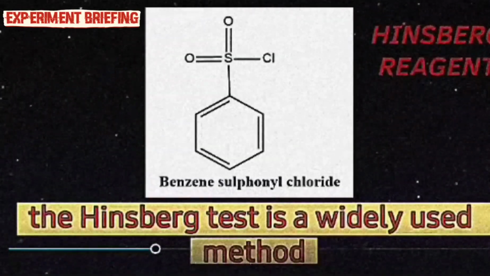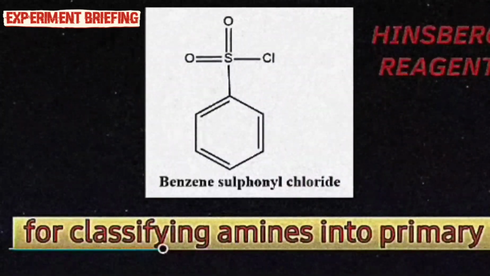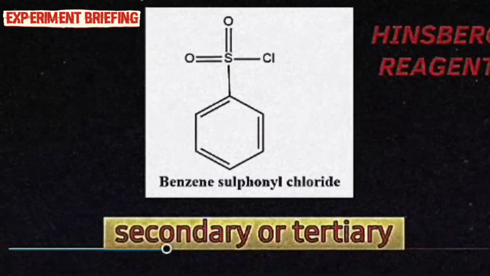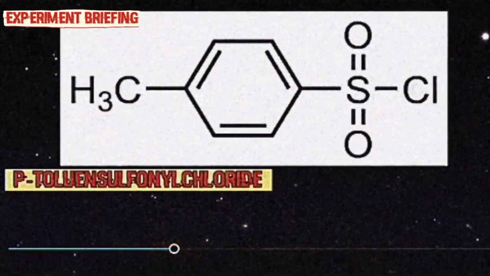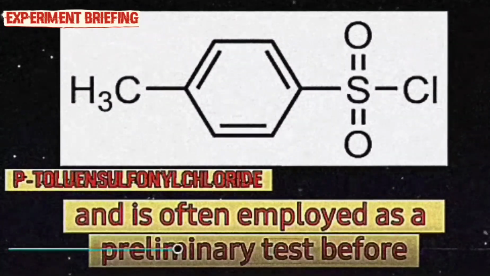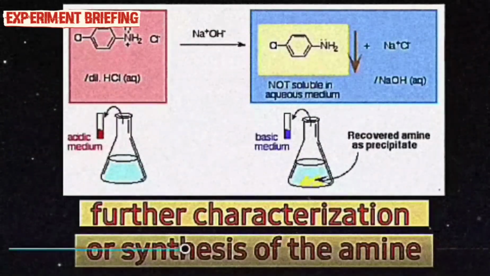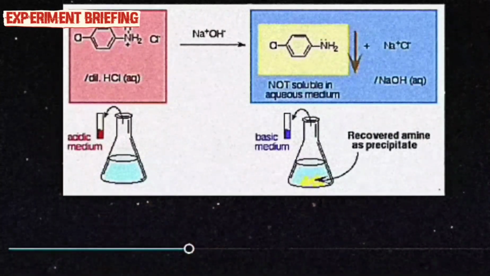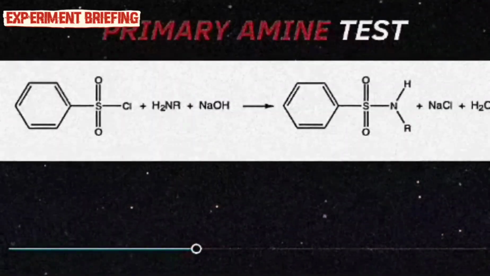The Hinsberg test is a widely used method in organic chemistry for classifying amines into primary, secondary, or tertiary amines based on their reactivity towards a sulfonamide reagent, and is often employed as a preliminary test before further characterization or synthesis of the amine. Here is an overview of the Hinsberg test procedure.